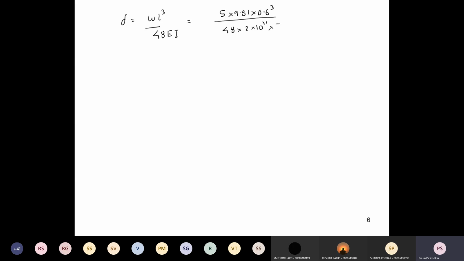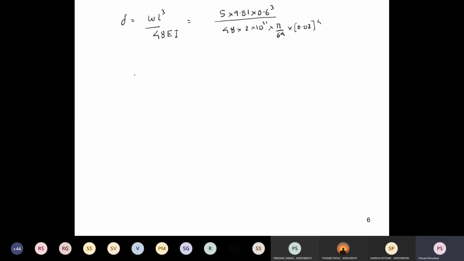So all these various quantities that you are going to calculate, you are going to enter in the quiz. So just solve it along with me. So first we start with the static deflection. That is equal to W L cube divided by 48 EI for a simply supported beam. So that is equal to 5 into 9.81 into 0.6 cube divided by 48 into 2 into 10 raised to 11 into pi by 64 into 0.02 raised to 4.